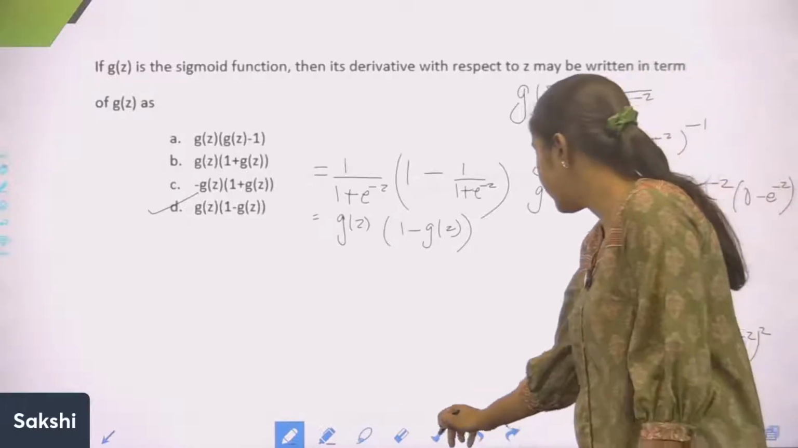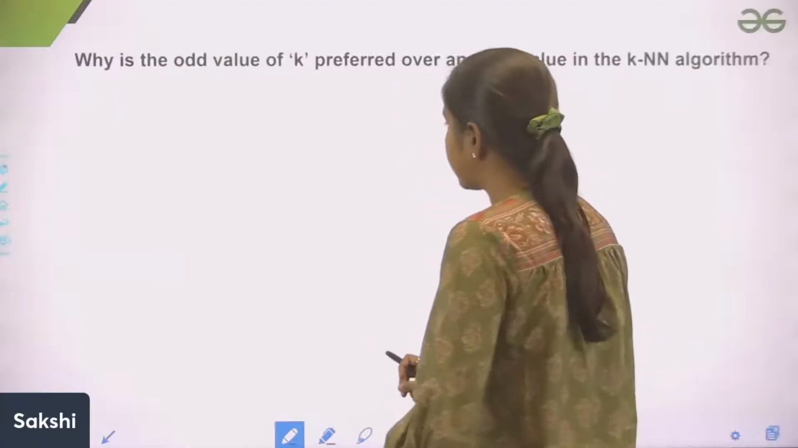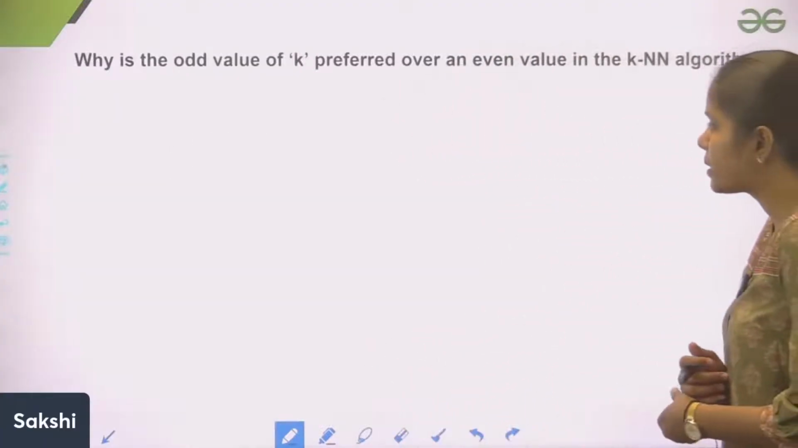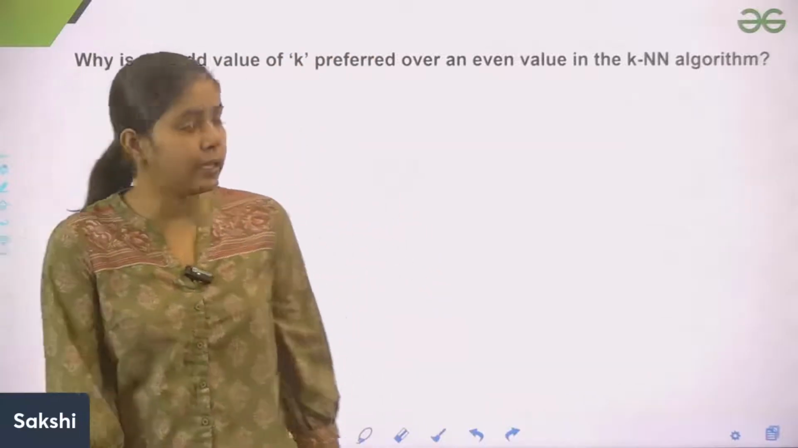Okay, if this thing is clear, let's move to the next question. Here D is correct, right? Okay, so guys, this is a question. Why is an odd value of k preferred over an even value of k in the KNN algorithm?